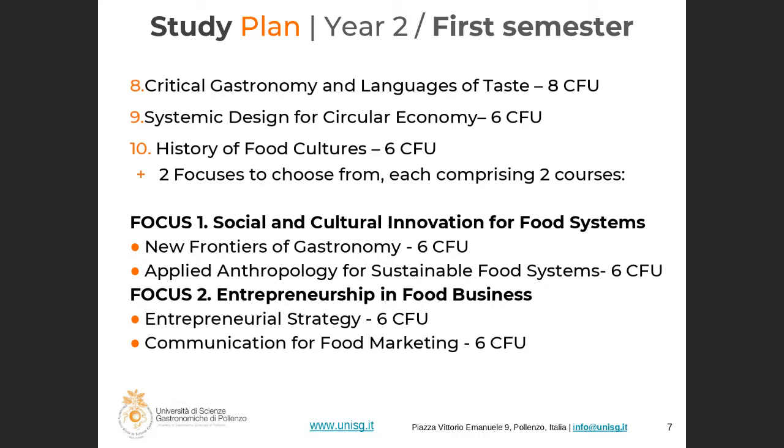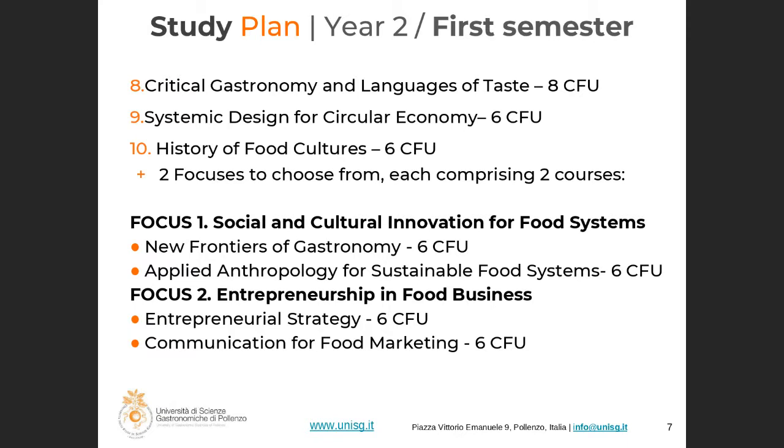Moving to the second year, we have courses concentrated in the first semester, and we will see why. The common courses are 3 and are mainly based on the cultural aspects related to food systems: critical gastronomy and languages of taste, systemic design for circular economy, a very hot and contemporary topic, and then history of food cultures. Then students have the possibility to choose between two proposed thematic focuses. Why these thematic focuses?